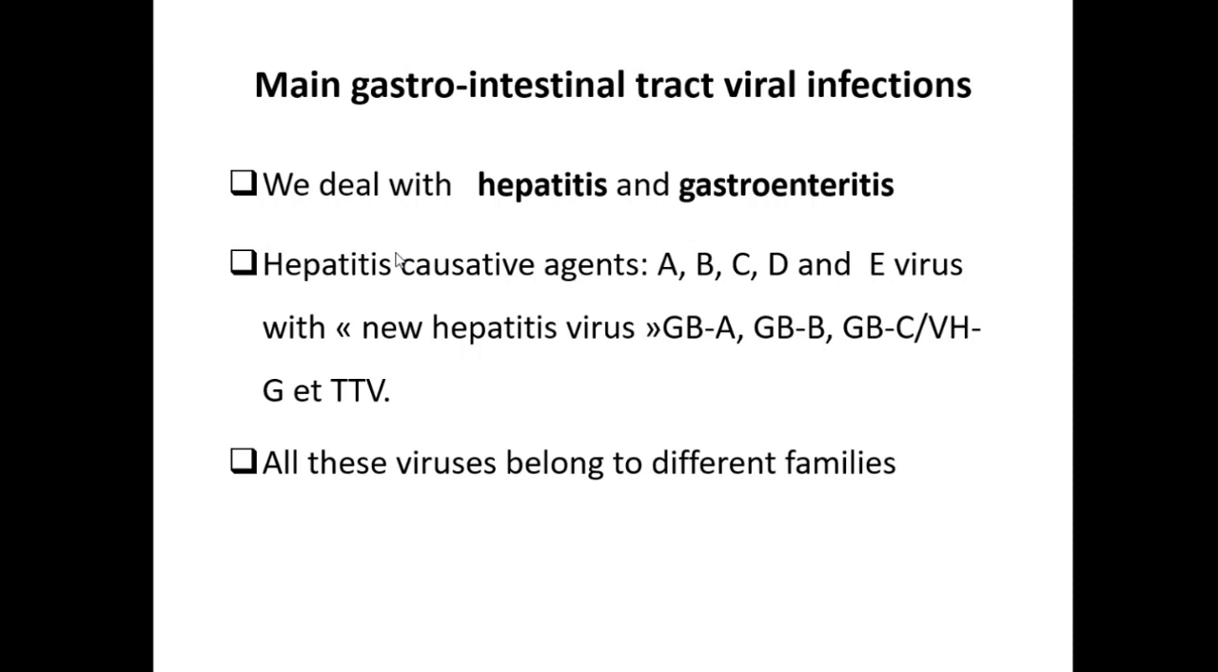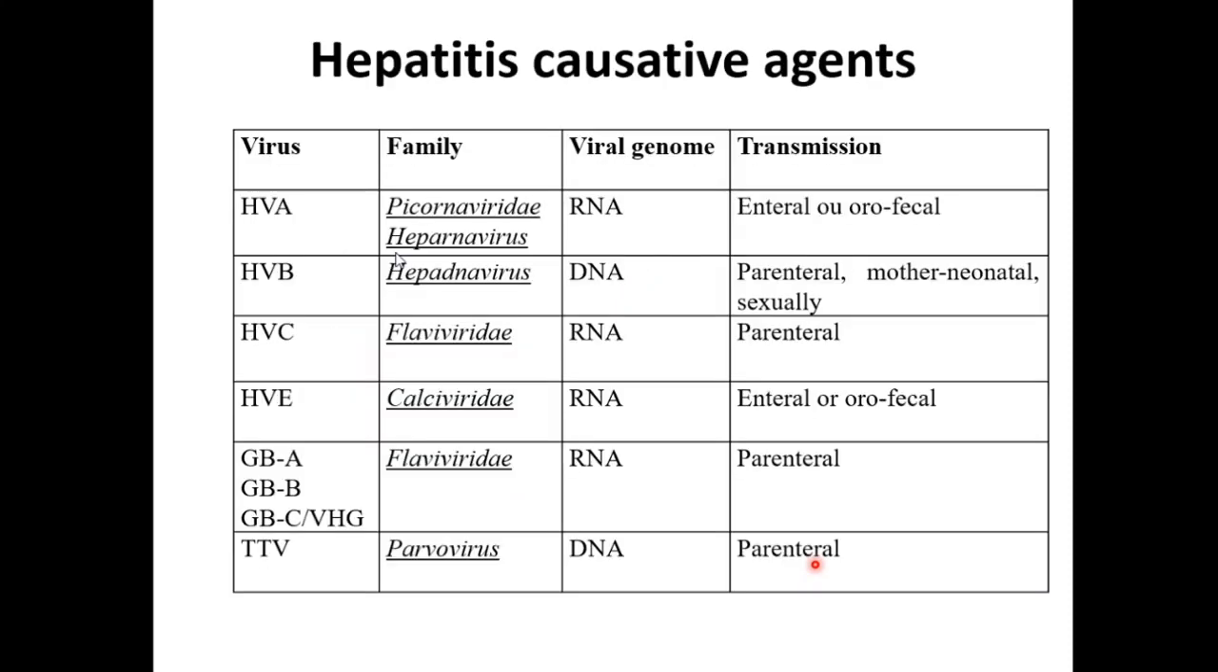Hepatitis viruses include hepatitis A, B, C, D, E, with new variants like GBV. All these are novel and have been characterized soon as causative agents of hepatitis. All these viruses belong to different families. So like this and this are totally different, as well as this. Although they cause hepatitis, they are quite diverse.